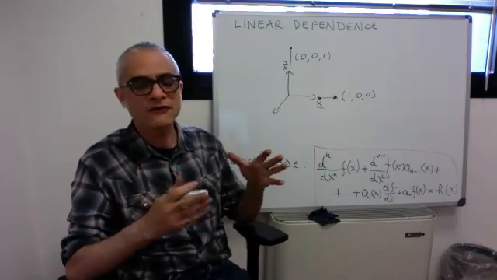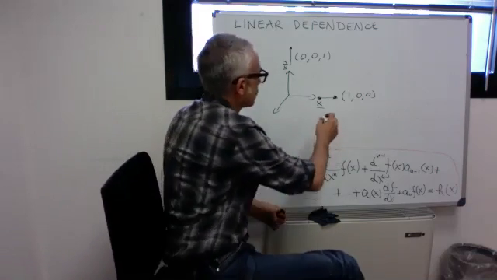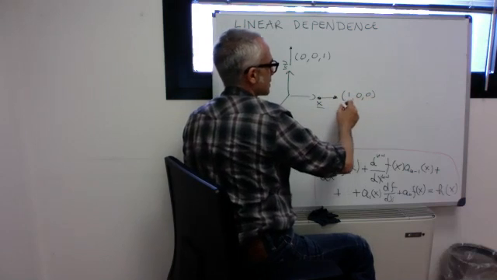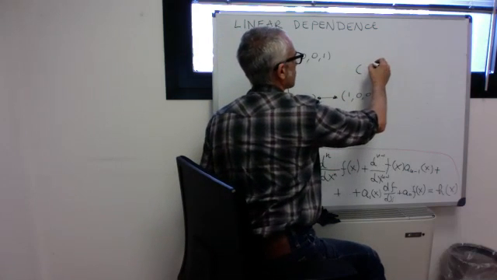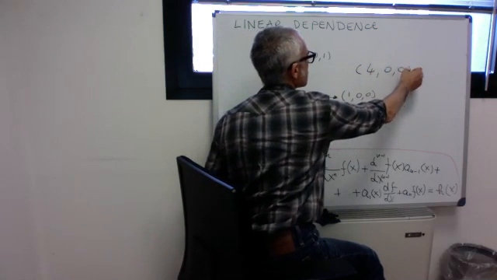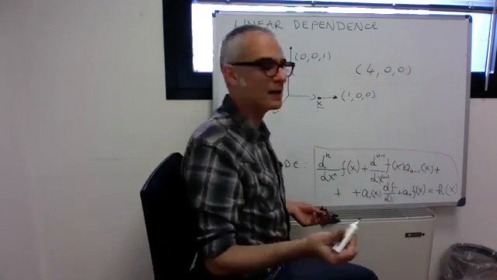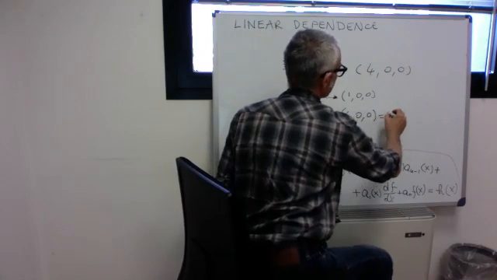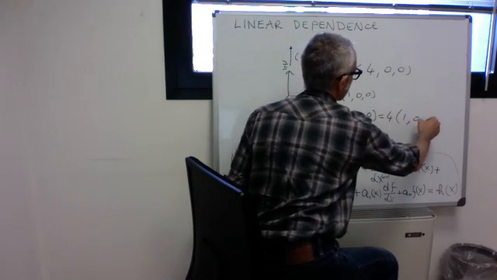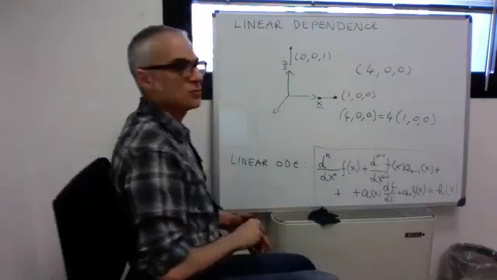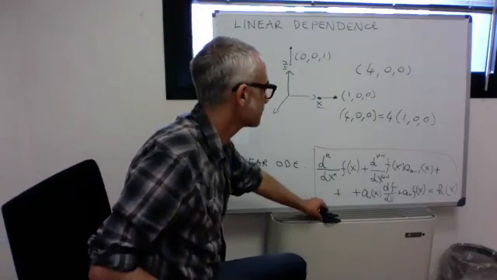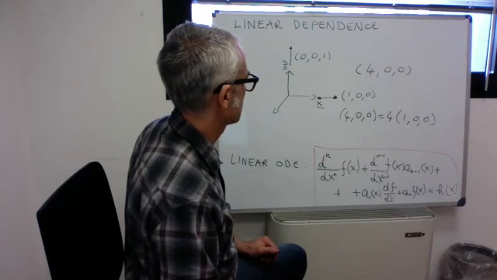If the unit vector in the x direction, 1, 0, 0, and another vector 4, 0, 0, these two vectors are linearly dependent because 4, 0, 0 is equal to 4 times 1, 0, 0. Okay?